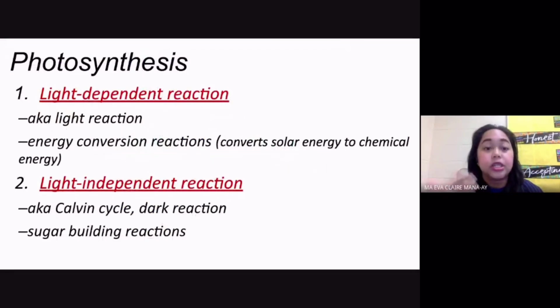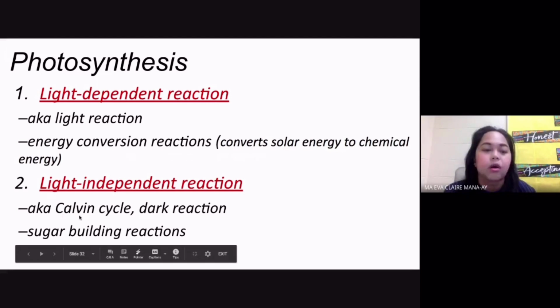Now, this here just summarizes everything that I've mentioned. Light dependent, also known as light reaction, energy is converted. Okay, so solar energy, the sun's energy, to chemical energy. Again, that is in the form of ATP and NADPH. Light independent reaction, Calvin cycle.